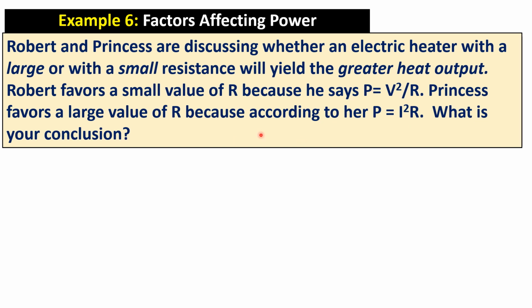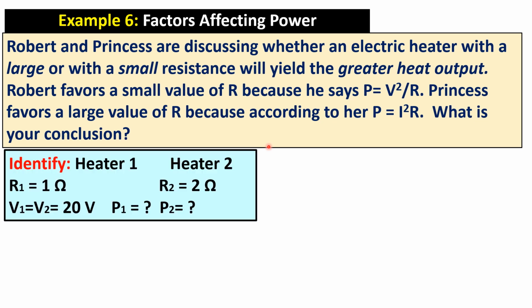While Princess favors a large value for R because of her belief that the power is equal to I squared times R, and that using this equation, it looks like R is directly proportional to the power. So the bigger the value of R, the bigger the power. So which between these two students is correct?